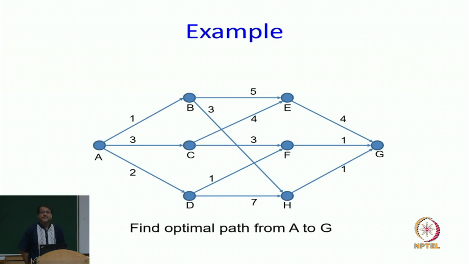Let us say we are in the tree search paradigm for now. We are going to go from A to G. We want to find the optimal solution. Can you see the optimal solution? What is the optimal solution?